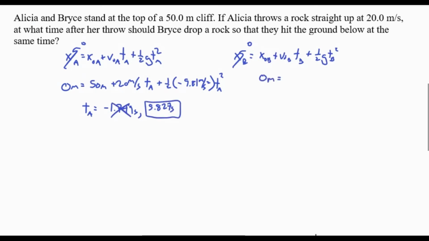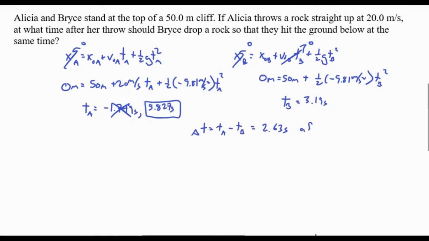Moving on to Bryce, his rock has no initial velocity, so we can plug in and solve. We get plus or minus 3.19 seconds, and again reject the negative answer as physically unreasonable. How long Bryce has to wait to drop his rock is now simply a matter of subtraction. You get 2.63 seconds.